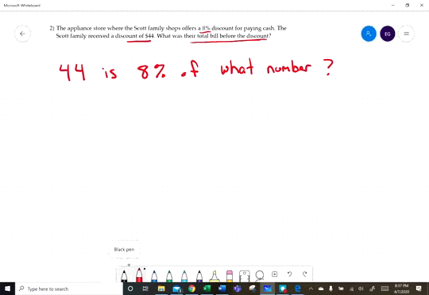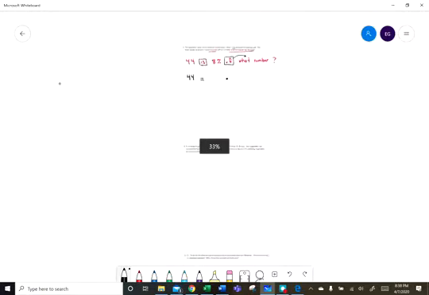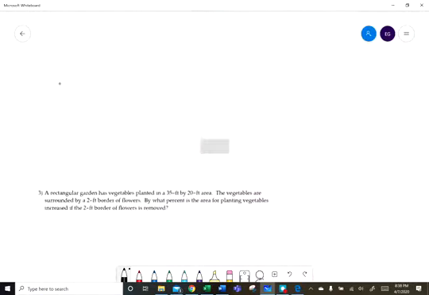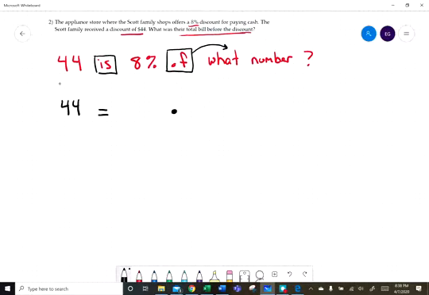Okay, so certain words translate always the same way. We know is, that's a very common one. Is means equals. And when you have the word of followed by a number, whether you know that number or not, that means multiplication. Of is multiplication. Of followed by a number is multiplication. So we have 44 equals 8%. Okay, 44 is 8%. So 44 is already a number.